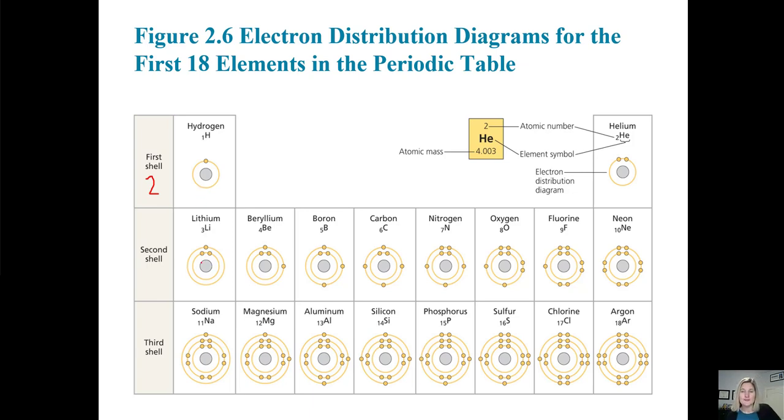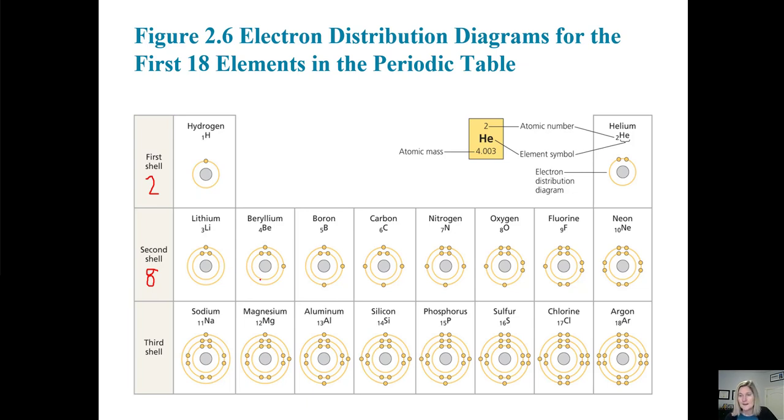If we drop down to lithium, lithium has 3 protons, so that means it has 3 electrons. So it's going to take 2 of its electrons and fill the first shell. And then it has 1 electron in its second shell. Now that second shell can have at most 8 electrons. So it basically has this one extra electron hanging around in that outside electron shell, but the first shell is filled.